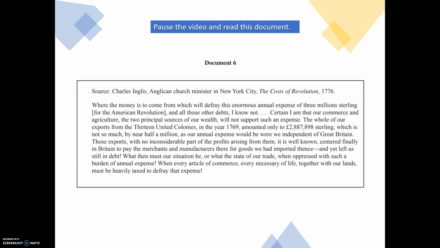All right, document 6, please pause and read. So document 6, we have one Charles Inglis, I'm not sure how it's pronounced, but he's an Anglican church minister. That's important. Anglican means Church of England. So we know which camp he's probably going to be on. And the topic of the document is the costs of revolution.